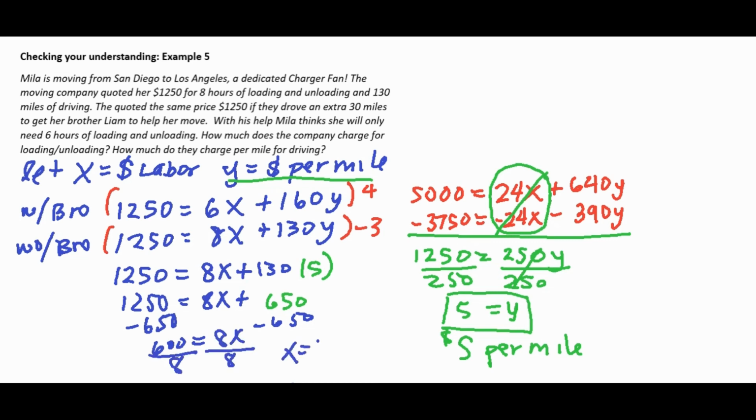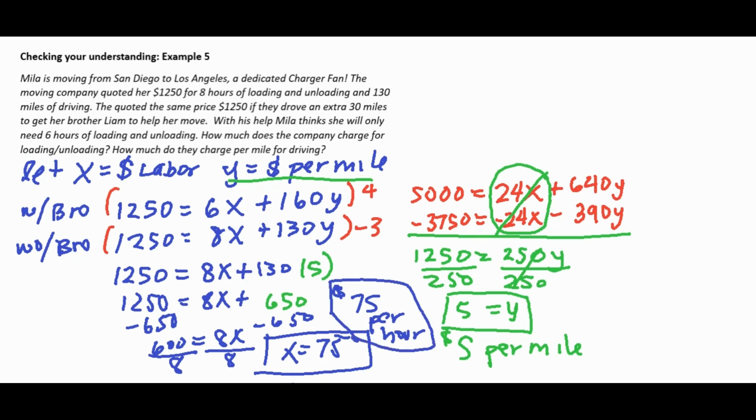And again, if I look back at what I let x equal, which is the labor cost, it means that Mila is going to pay $75 per hour for loading and unloading and $5 per mile for the truck rental. And that's the end of chapter 5.